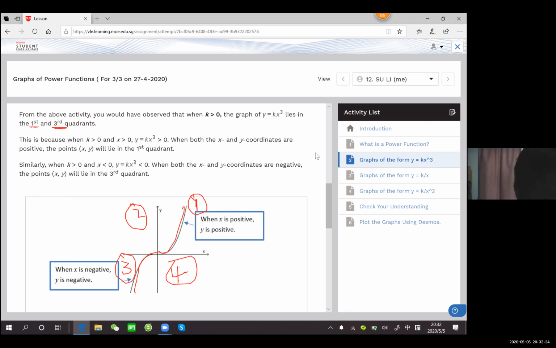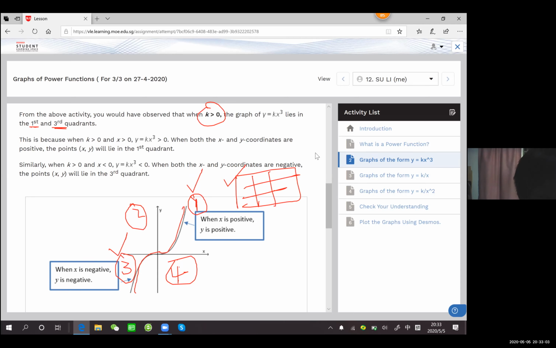You don't have to know which quadrant it falls into, because like I said, you don't need to memorize it. What you do is establish a table and you will get it. You don't memorize that k bigger than 0 therefore it is in the first and third quadrant. Your teacher might want you to memorize it, but I don't want you to, because if you memorize, you forget. I want you to establish the table, and then naturally you will get the correct one.